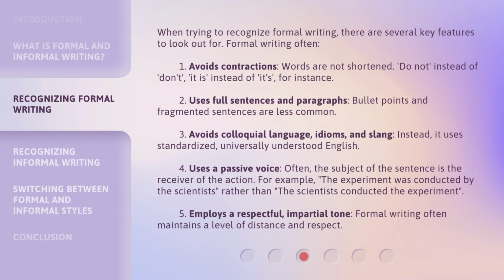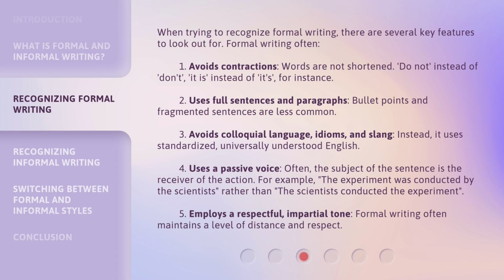When trying to recognize formal writing, there are several key features to look out for. Formal writing often: 1. Avoids contractions. Words are not shortened. Do not, instead of don't. It is, instead of it's, for instance. 2. Uses full sentences and paragraphs. Bullet points and fragmented sentences are less common.